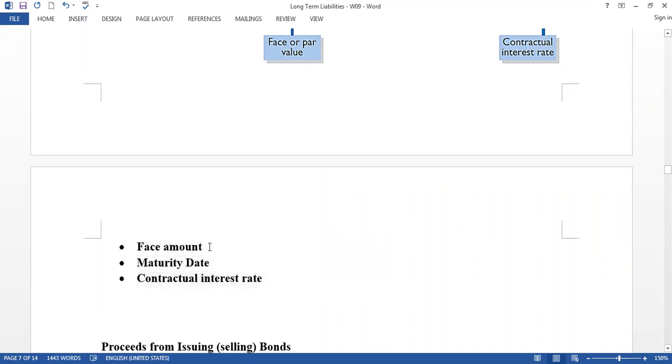So according to this certificate, our face amount is $5,000. The maturity date, or we can say here, the term of the bond, we assume that it is 5 years. And this is the interest rate. The contractual interest rate is 5.75%.